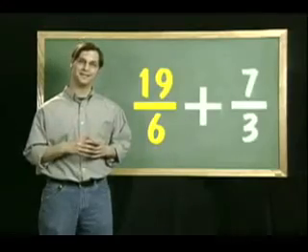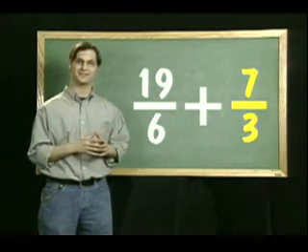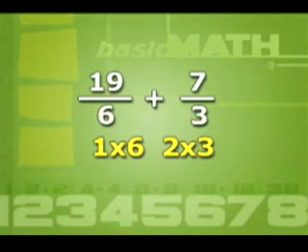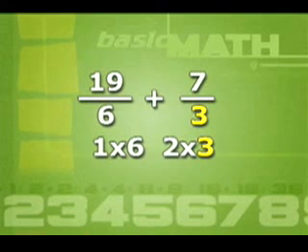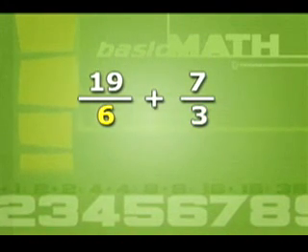We now add 19/6 plus 7/3. We add the fractions just like we have in the past. We first find the lowest common denominator of 6 and 3. The factors of 6 are 1 times 6 and 2 times 3. Since 3 is the other denominator and it's a factor of 6, we know that 6 is the denominator.